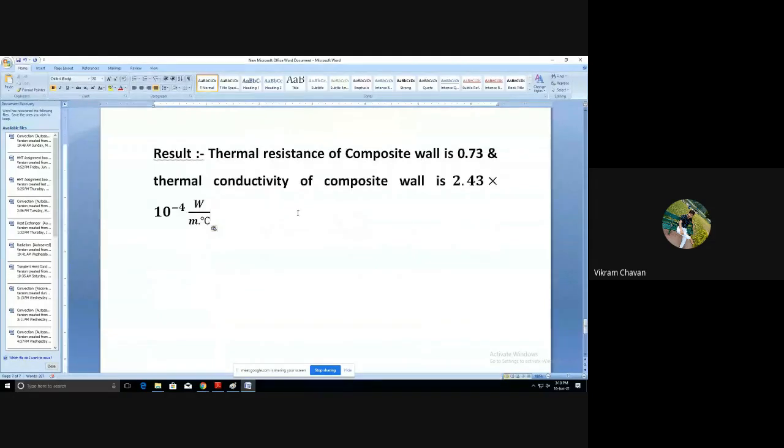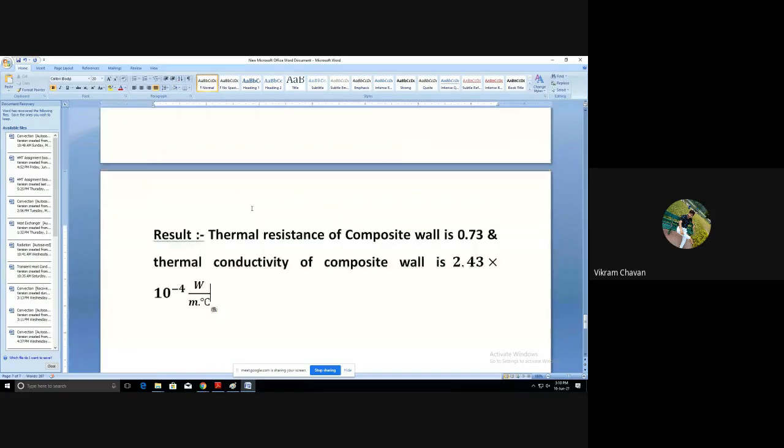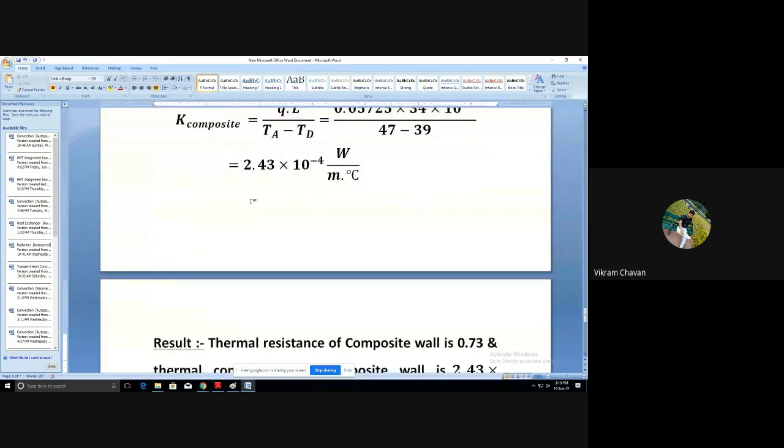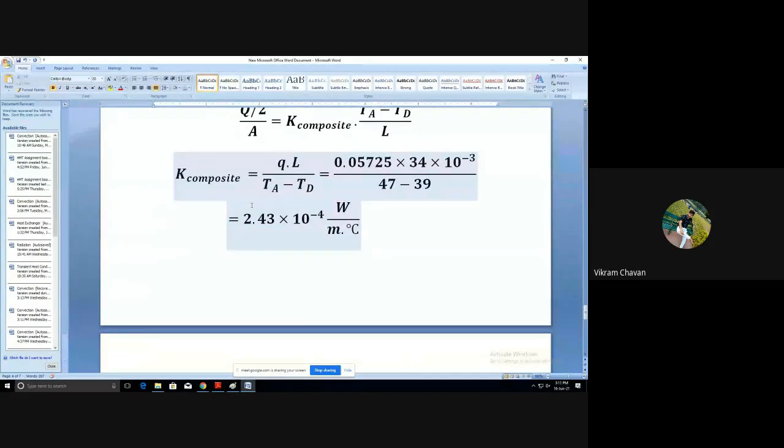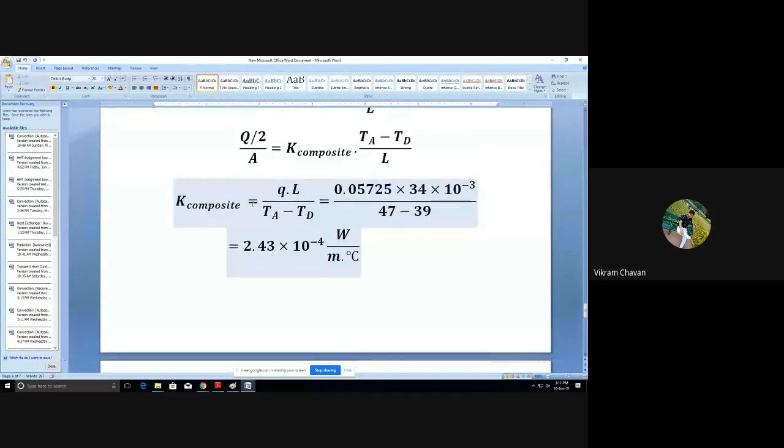Okay, that's it about experiment number 2. If you have any doubt, any question, you can ask. Is there any doubt? Has everyone understood how to perform the experiment and how to perform the calculations related to the experiment?